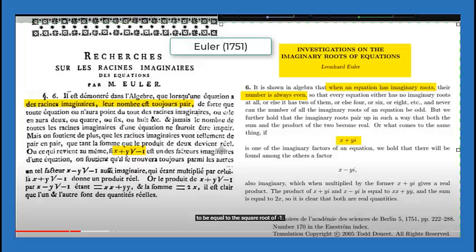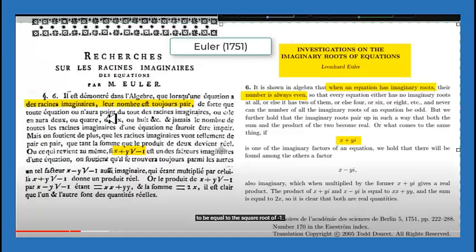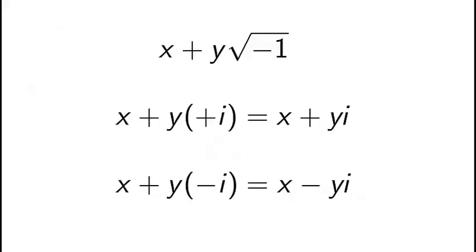Exactly what I was saying in my email. So let's go back to that. I was saying that the square root of negative 1 has two roots, i and minus i, and technically that is what Euler is saying. Here, he's saying that x plus y times the square root of negative 1 has two solutions, x plus y times i and x minus y times i.